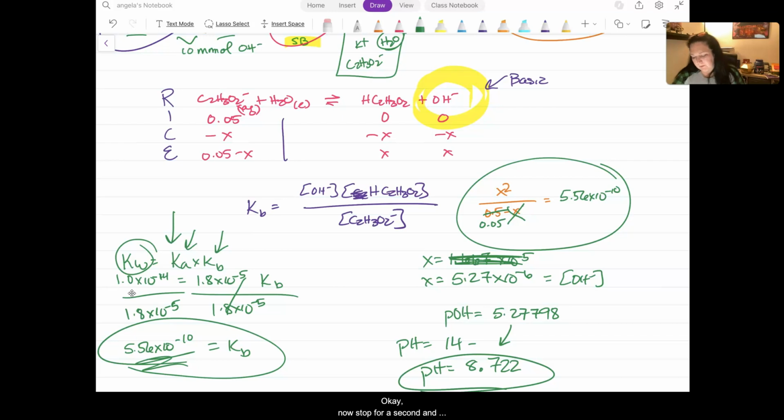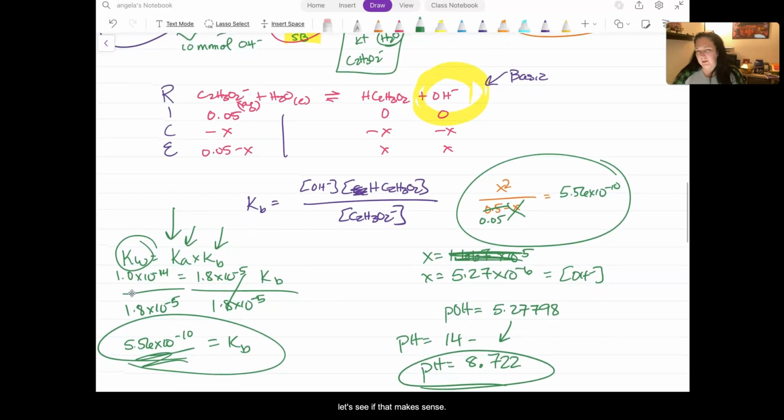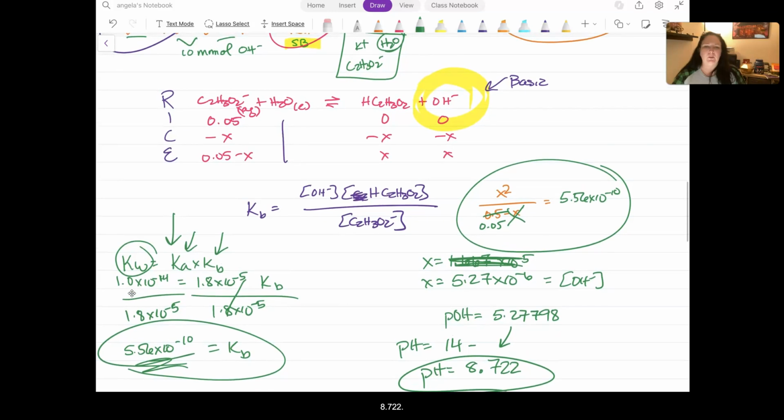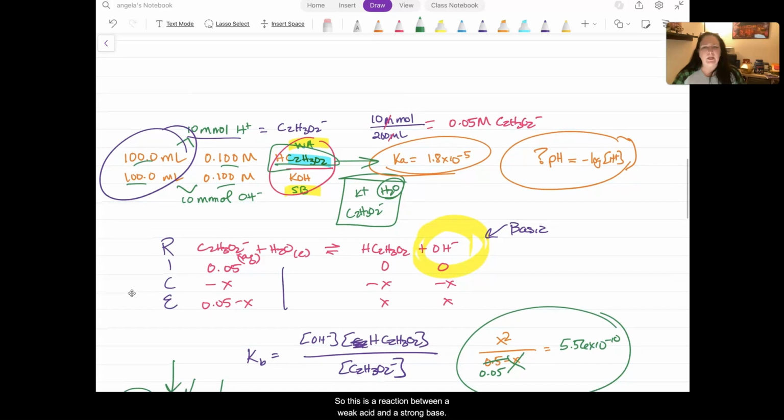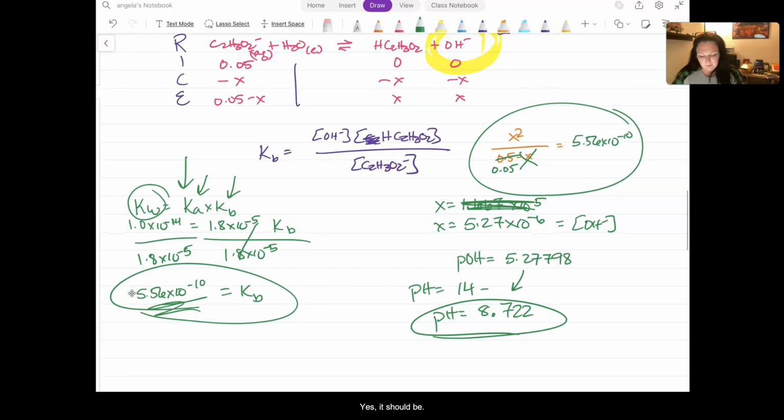Okay, now stop for a second and let's see if that makes sense. 8.722, that's basic, right? So this is a reaction between a weak acid and a strong base. Should the pH at the equivalence point, not the final, at the ending, but at the equivalence point, be a little bit basic, like above 7? Yes, it should be. And it's probably not going to be up there like 12. It's just going to be a little bit higher, somewhere between 8 and 9, just depends on who you're working with. But that sounds very plausible. That's possibly the right answer.